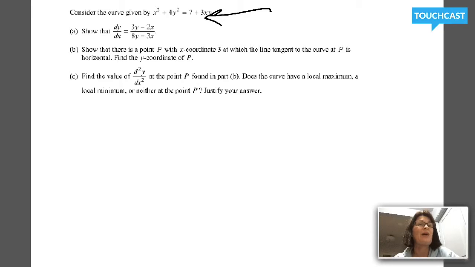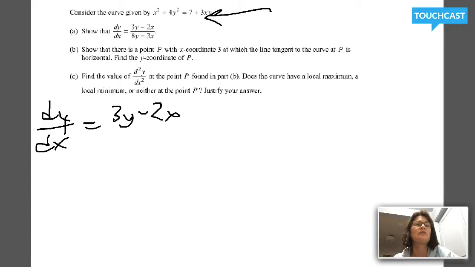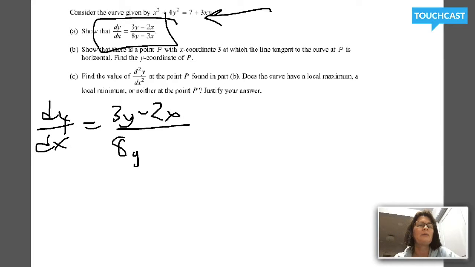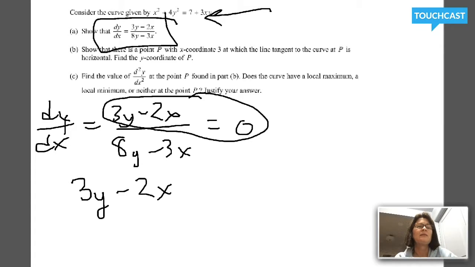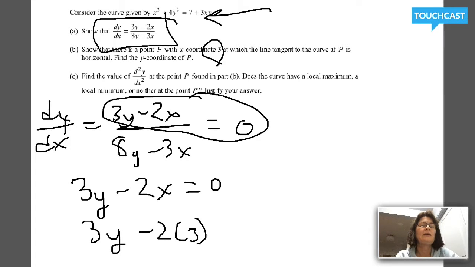So I need my dy dx, which is 3y minus 2x. Even if you got it wrong in part A, you look at the answer they gave you to get it right, 8y minus 3x. I need that to equal 0. Well, when is a fraction equal to 0? When its numerator equals 0. So I know that 3y minus 2x must equal 0, and I've been told, it's kind of them, that x equals 3. So 3y minus 2 times 3 equals 0.